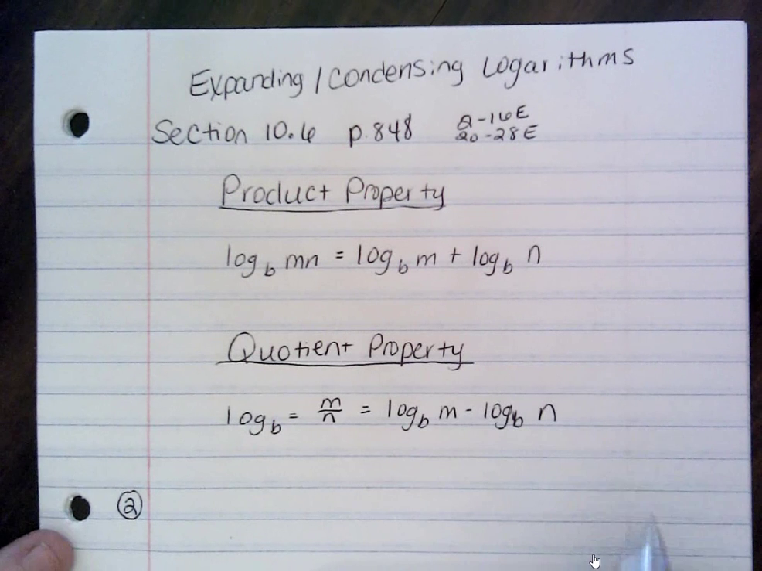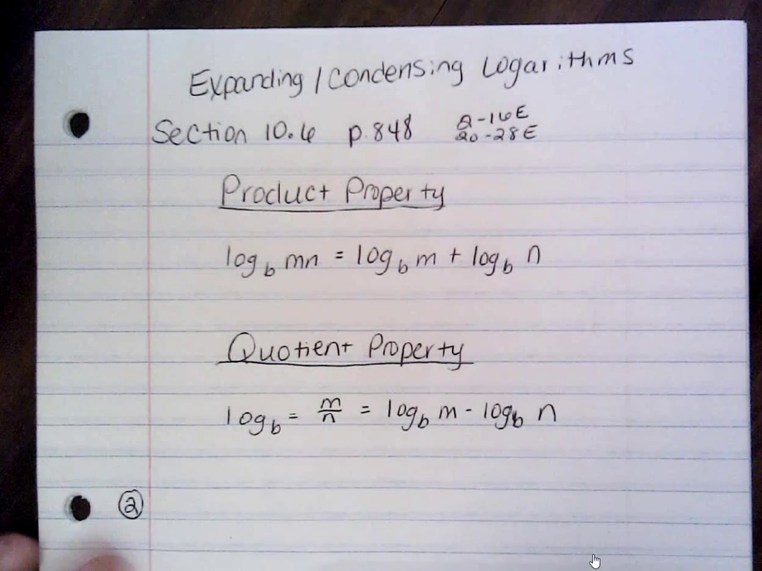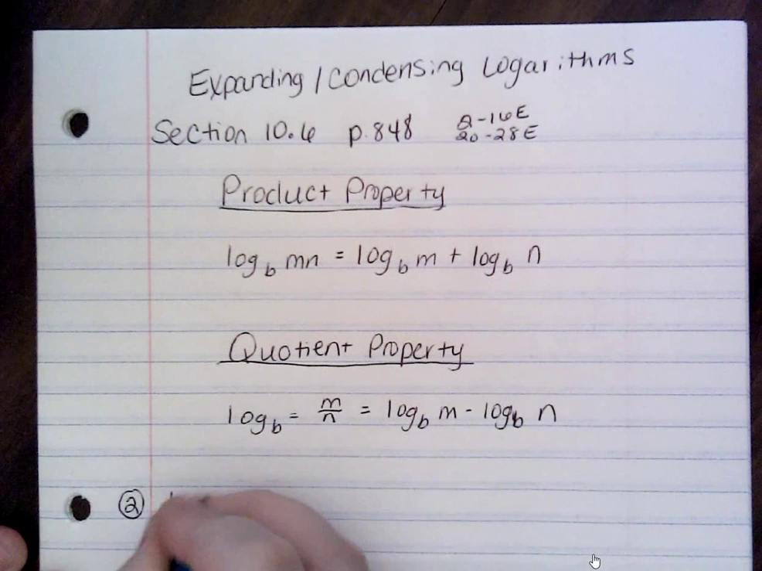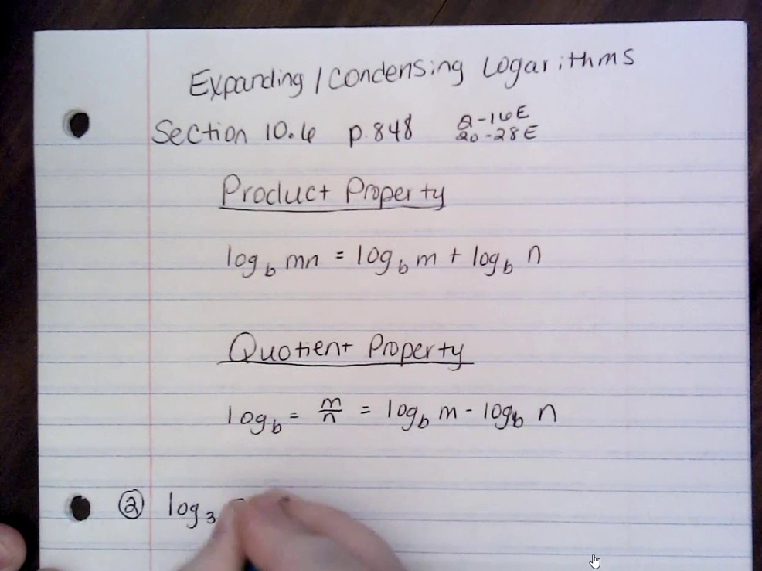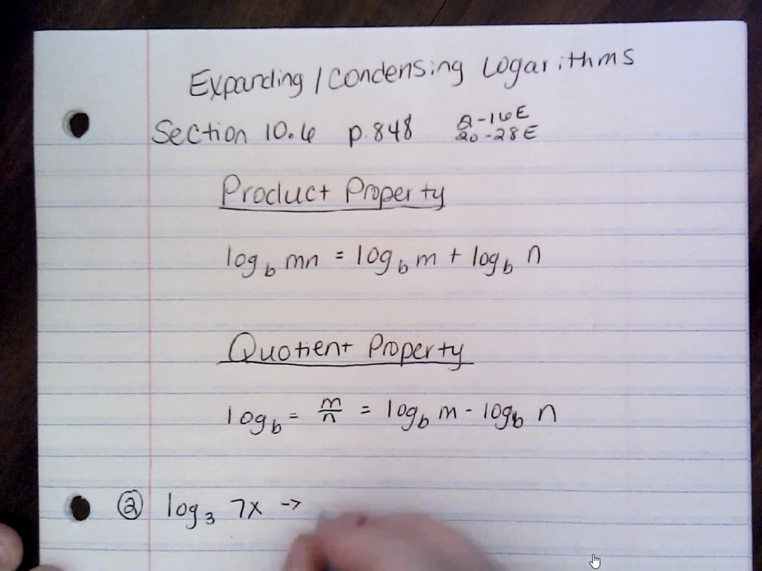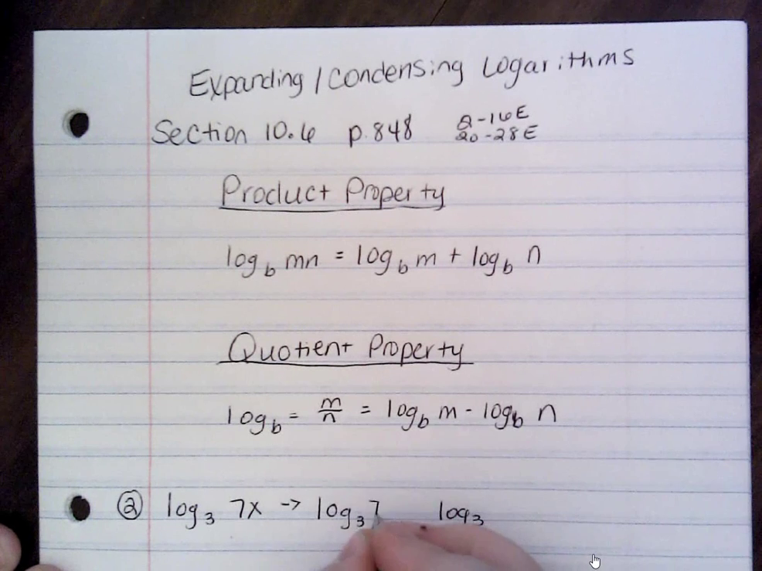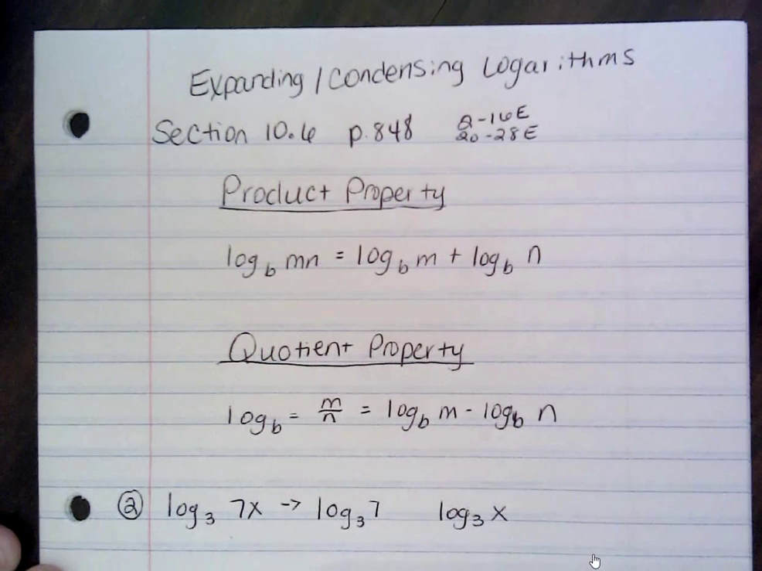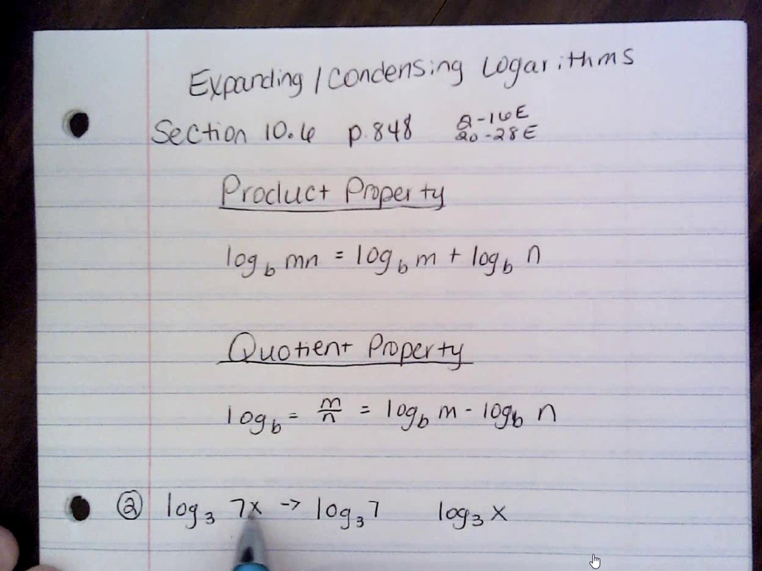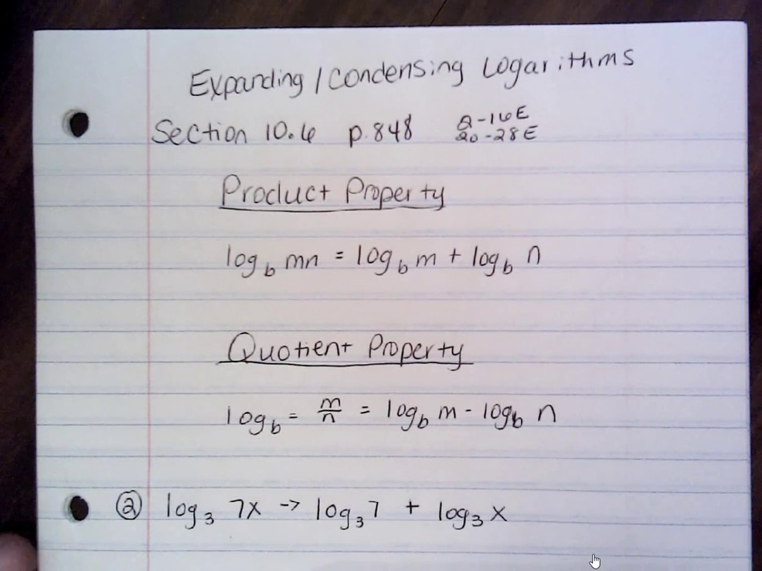Let's go ahead and look at problem number 2 on page 848. The problem says log base 3 of 7x. So we will break this apart. We will have two log base 3's. One will have a 7, one will have an x. Since they are being multiplied, we are going to add them together, because the rule is when you multiply, you add those exponents.